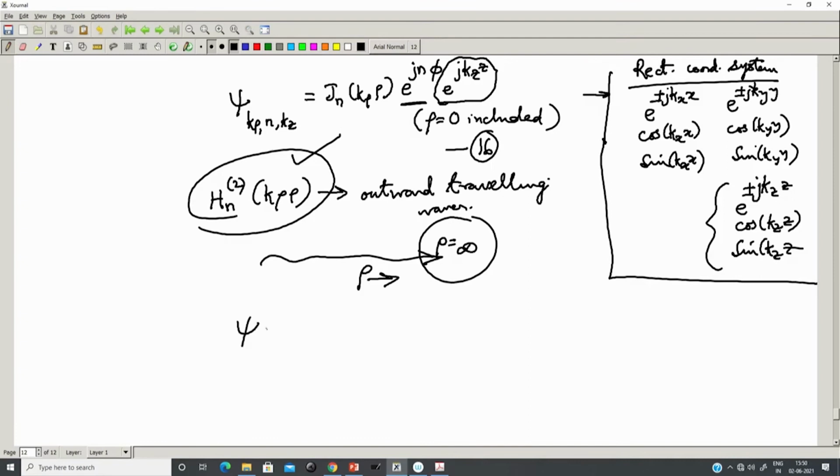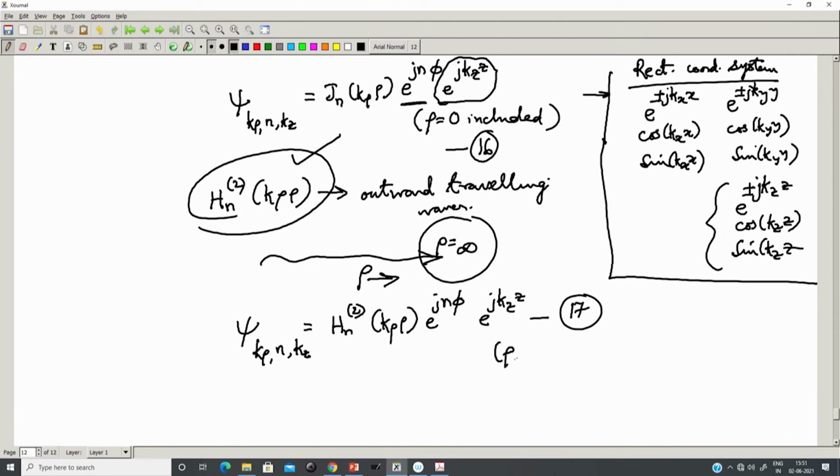Hence, in this case the psi function will become psi k rho n k z equal to Hn2 k rho e to the power j n phi e to the power j k z z, which is equation number 17. Here, the region rho tends to infinity is included.